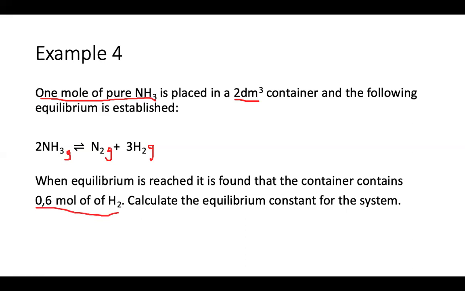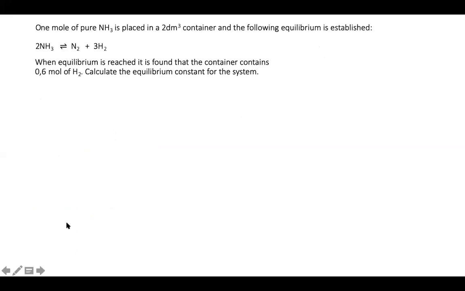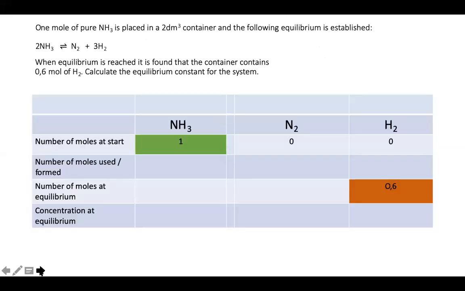But what we can do is work out the Kc value using a table method. Let's clear all drawings. Now draw this table for me. Here's the same question, I just made it small so we can have it in mind while we do the sum. I want you to draw a table with the number of moles at the start of the reaction. We've got 1 mole of ammonia. Then the number of moles used or formed, which we don't know, and the number of moles at equilibrium, which will be 0.6 moles of hydrogen. And the concentration of ammonia. Nothing else is given. Put that in your table.